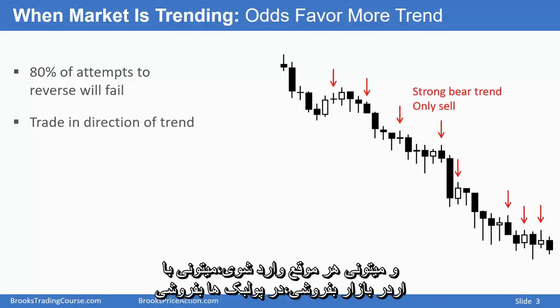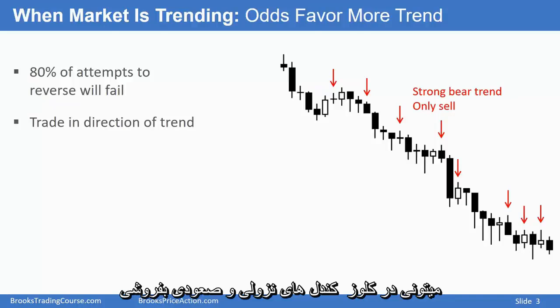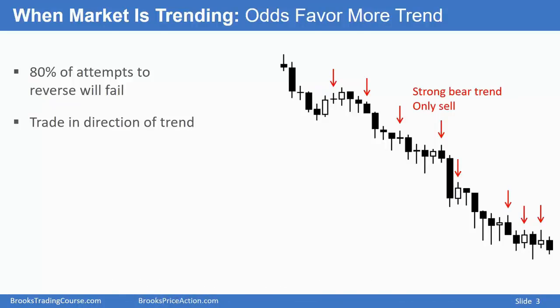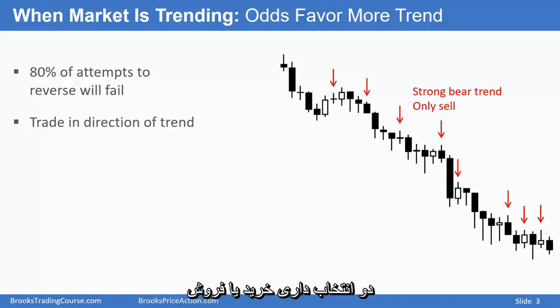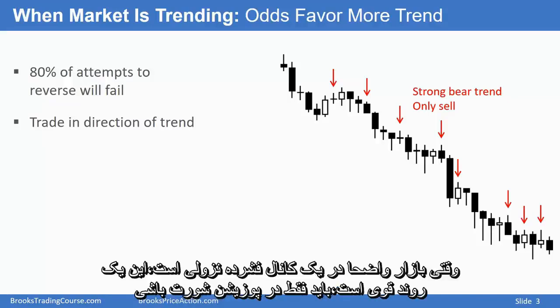And you can enter at any time. You could sell at the market. You could sell pullbacks. You could sell bear closes. You could sell bull closes. But if you're an always in trader, you have to be in the market, and you have 2 choices, long or short. When the market's clearly in a tight bear channel, it's a strong bear trend, you should only be short.